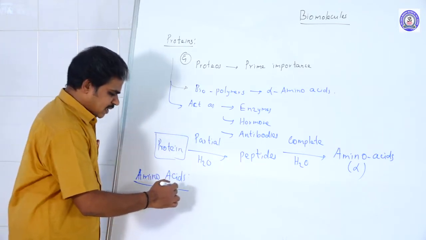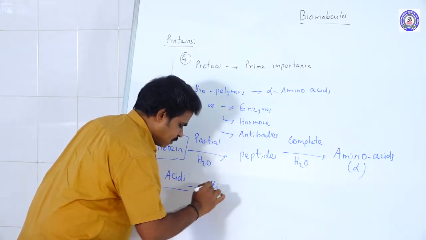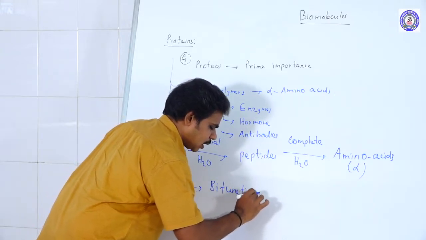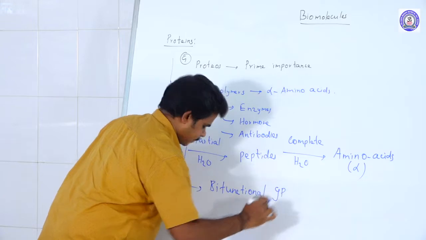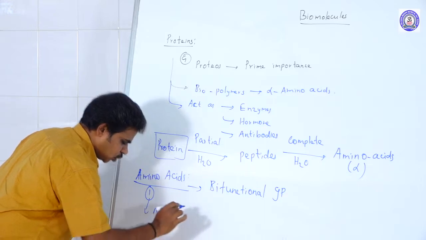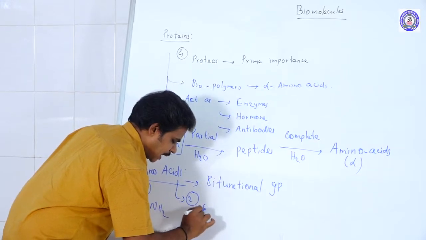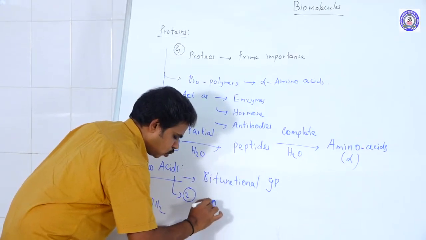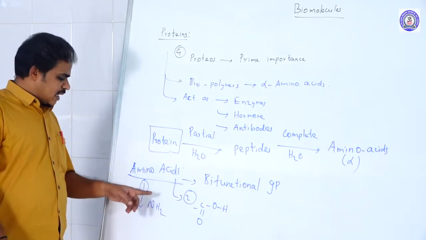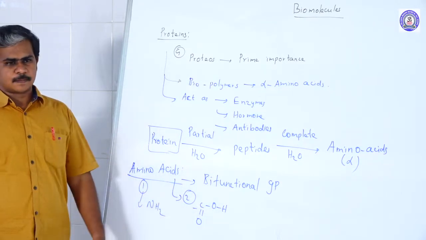Now, the amino acid itself is a bifunctional group. It is amino and acid. One is the amino group, which is the NH2 group. Then the second is the acid group, C double bond O OH. So an amino acid contains an NH2 group, the amino group, and a COOH group, the acid group.